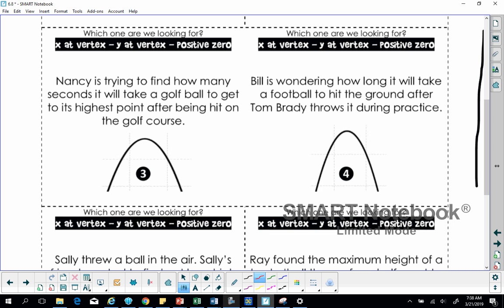Nancy is trying to find how many seconds it will take a golf ball to get to its highest point. Good, because it's the seconds, right? And because it's the time, it's your axis of symmetry. Beautiful. Tristan, next one. Bill is wondering how long it will take a football to hit the ground after Tom Brady throws it during practice. Beautiful, because when it hits the ground, it's your x-intercept.